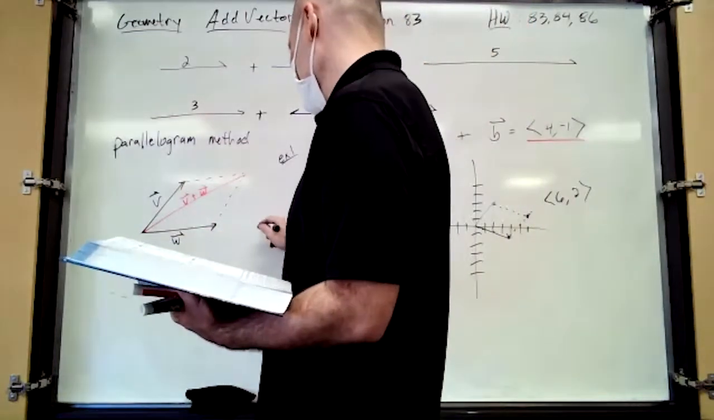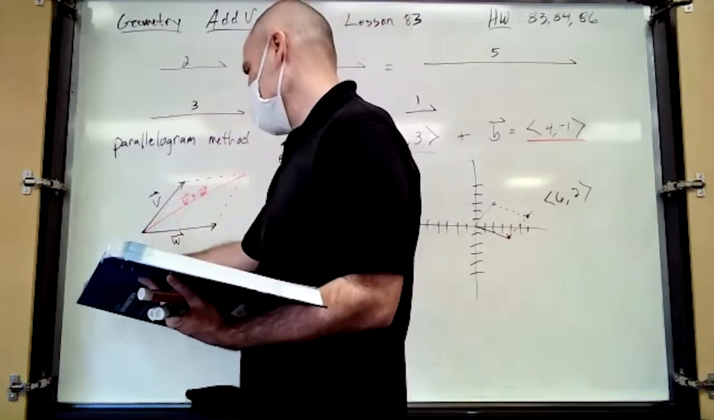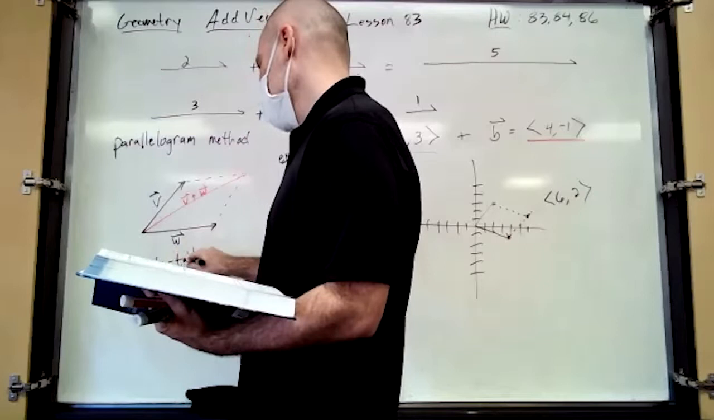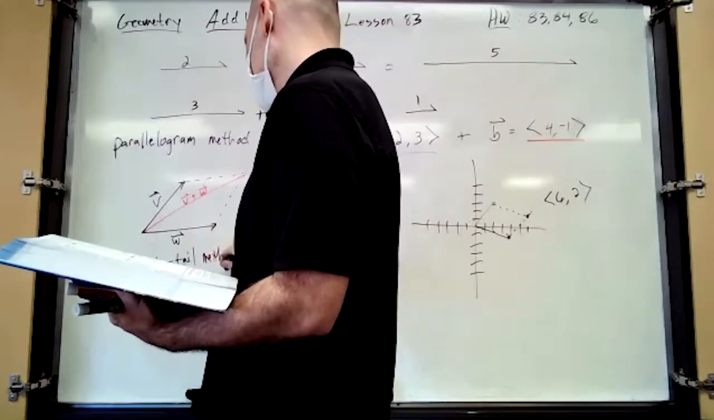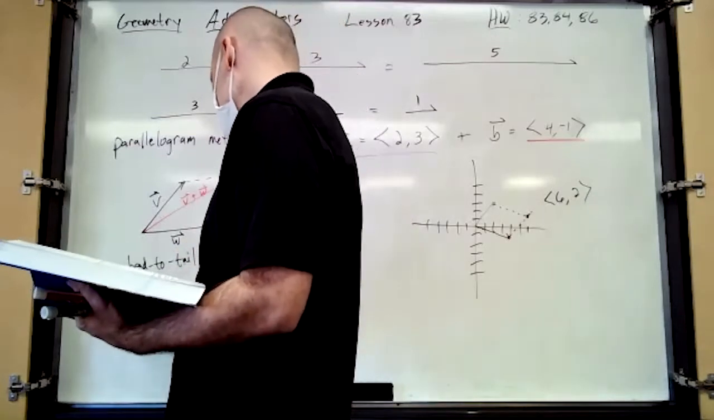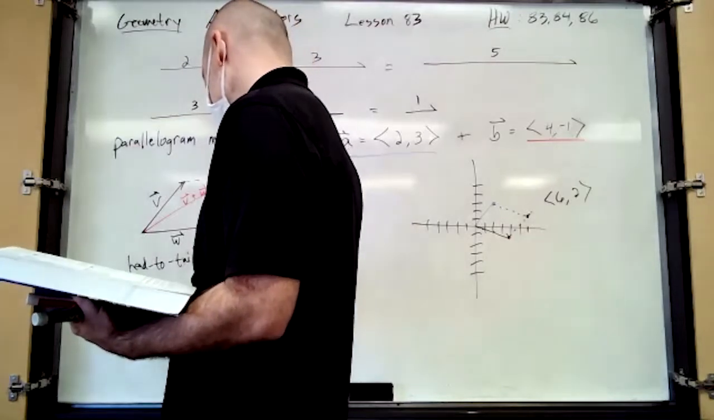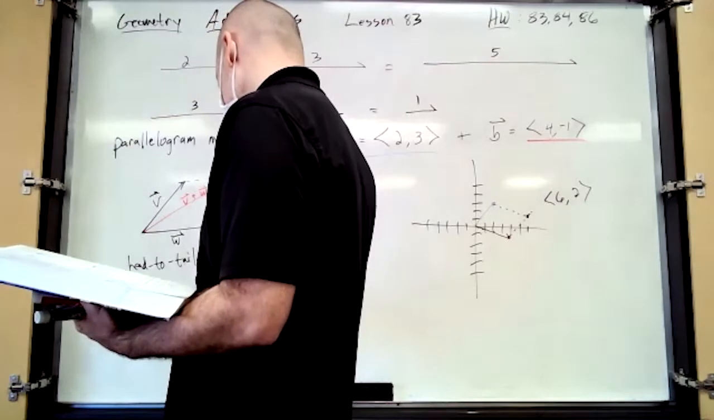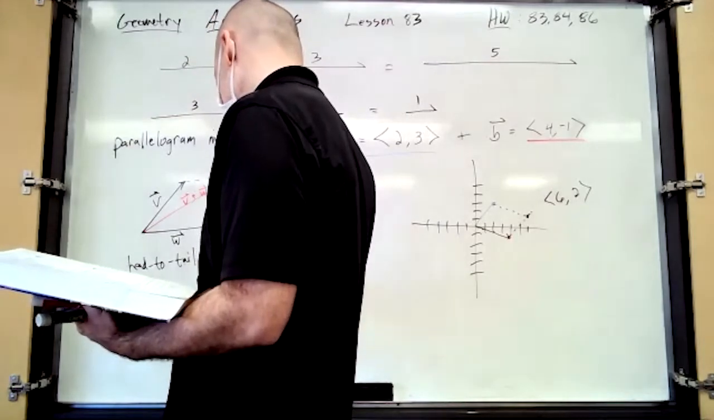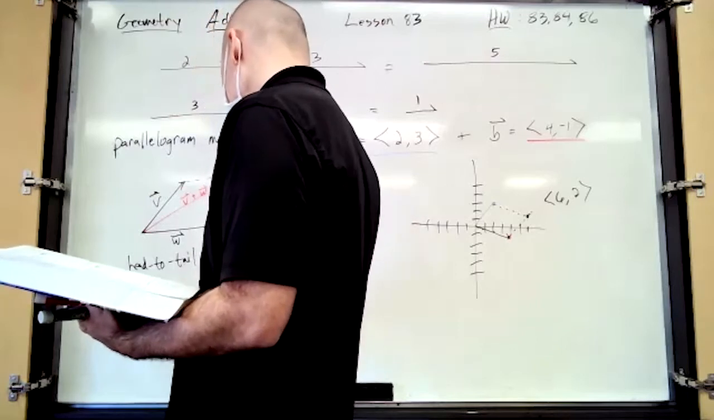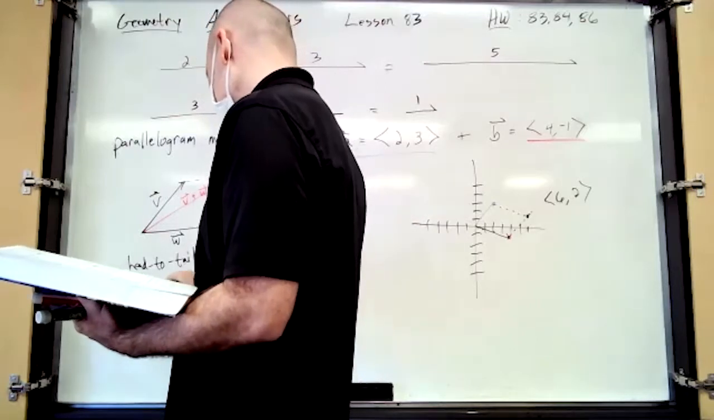So the head to tail method is, let's just write that down just in case you're asked about it in your homework. Head to tail method. So here's W. And then here's V. Okay? And then this is your W plus V.